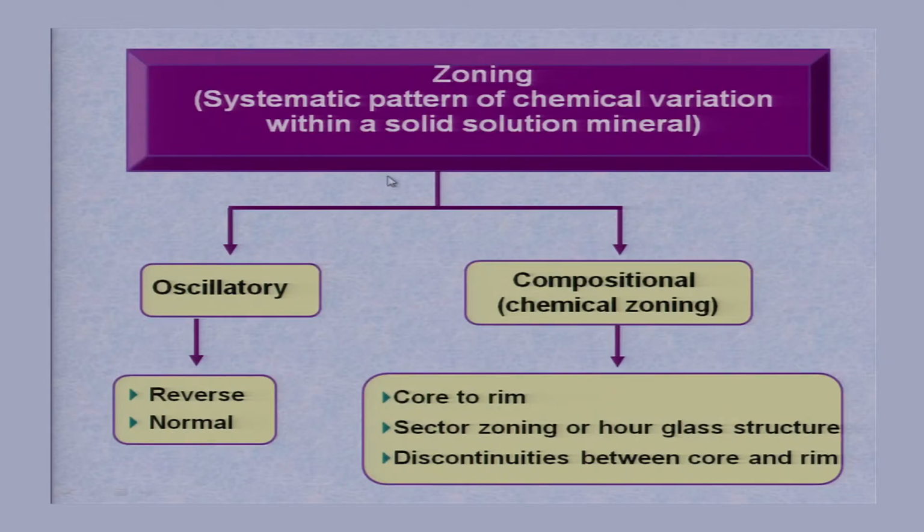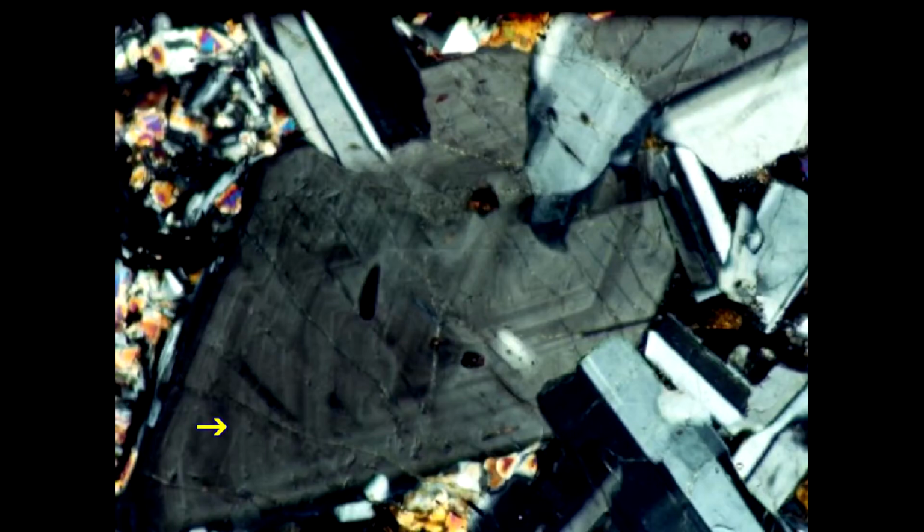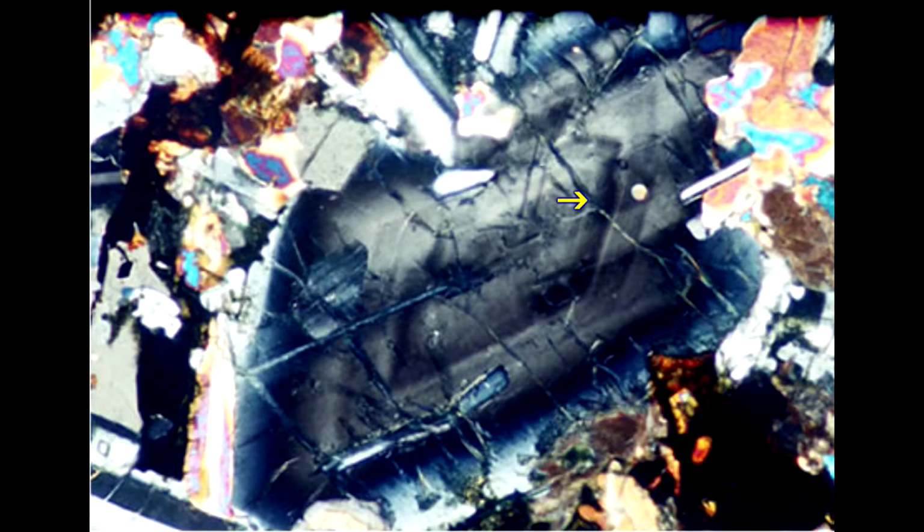Zoning is a systematic pattern of chemical variation within a solid solution mineral. I am citing an example of feldspar. Feldspar commonly contains two end members, albite and anorthite, present in the form of a solid solution. As a result of chemical change, you may be able to see rings of albite and rings of anorthite alternately. As a result, systematic zoning is formed.